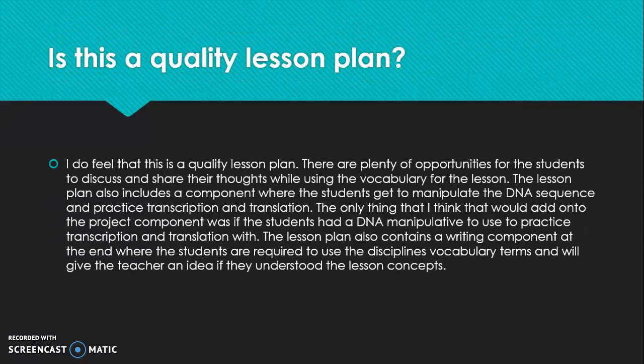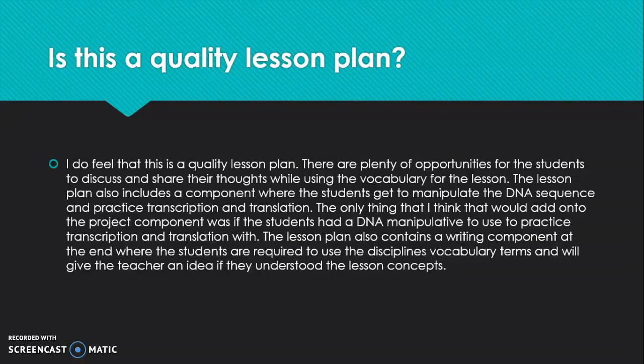Is this a quality lesson plan? I do feel that this is a quality lesson plan. There are plenty of opportunities for the students to discuss and share their thoughts while using the vocabulary for the lesson. The lesson plan also includes a component where the students get to manipulate the DNA sequence and practice transcription and translation. The only thing that I think would add onto the project component was if the students had a DNA manipulative to use to practice transcription and translation with.